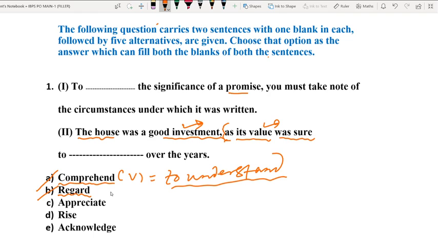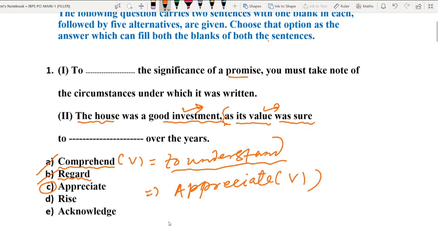So now it is an irrelevant choice for us, and hence we can directly eliminate it without any second thought. So dear friends, now we are visiting the third option, and here let me tell you the verb appreciate. Its noun form is appreciation. Whenever we use it as a verb, it gives us two meanings.